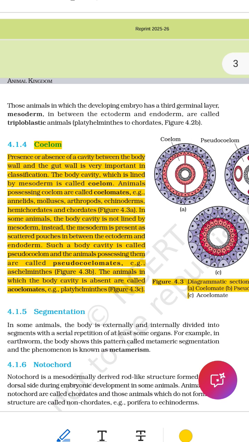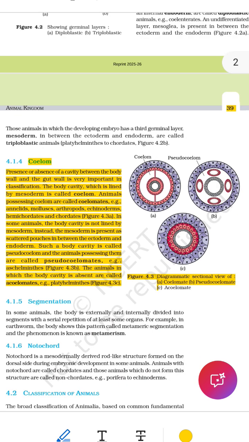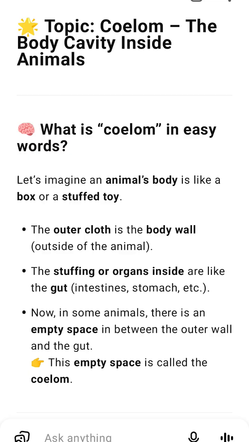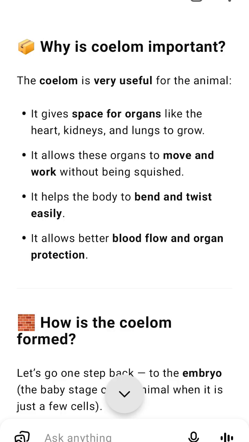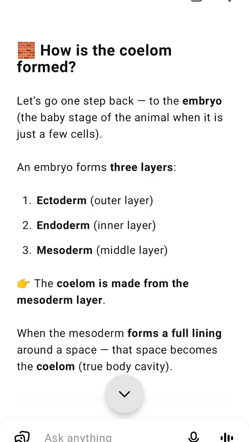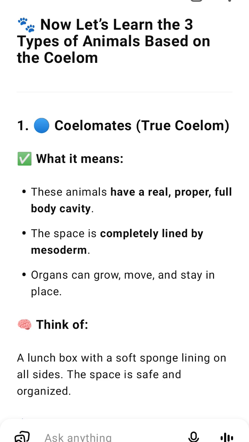If the mesoderm completely lines a space between the outer body and the gut, that space is called a coelom, a true body cavity. Why is the coelom important? A coelom is like the empty room inside a house. Without it, organs have no room to grow or move. The animal cannot bend, twist, or move properly. Complex systems like the heart or lungs cannot work well. There is no protection for soft inner organs. So animals with a coelom are usually more advanced and better built.